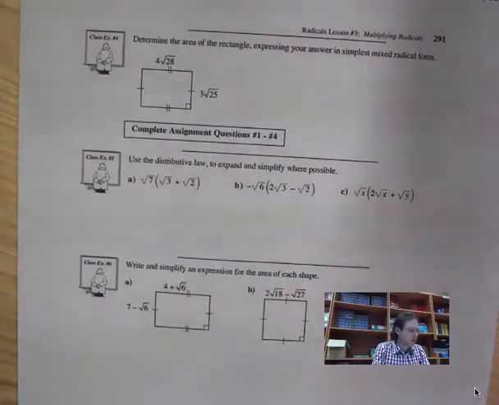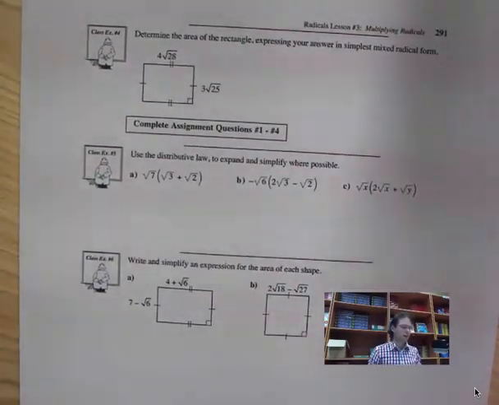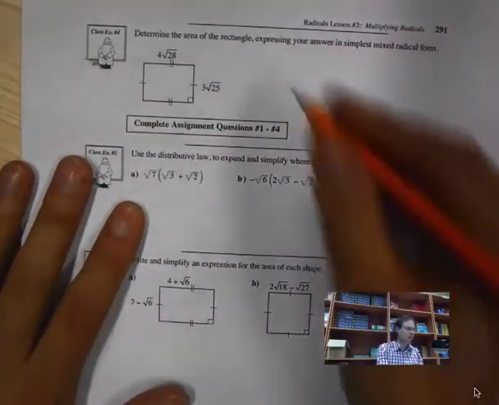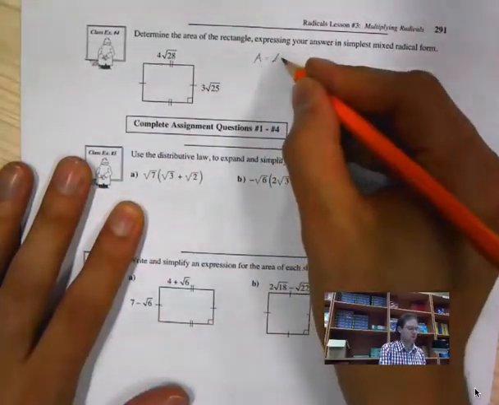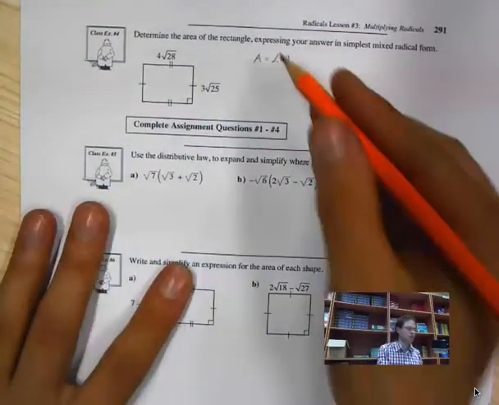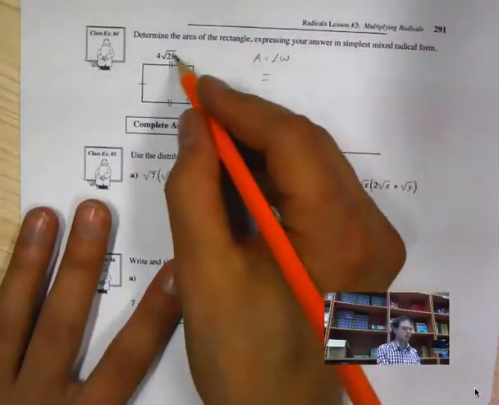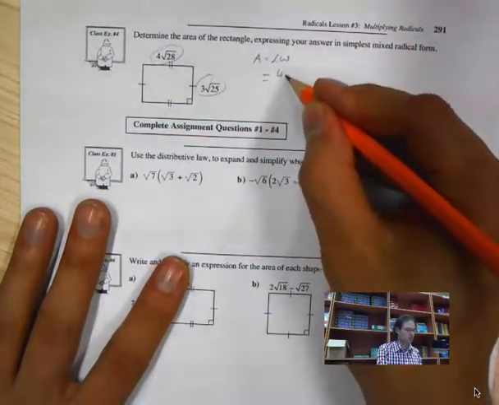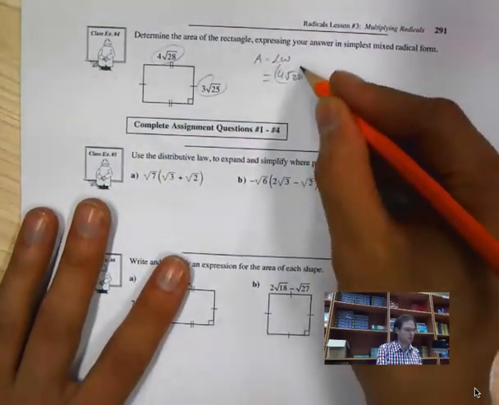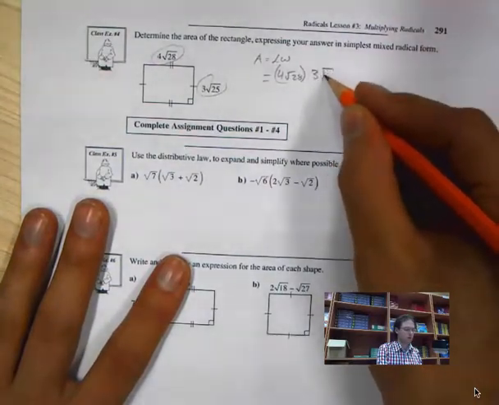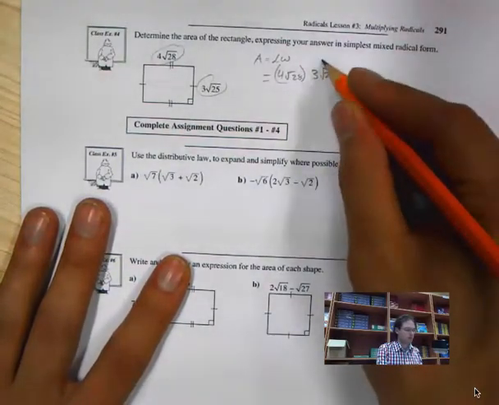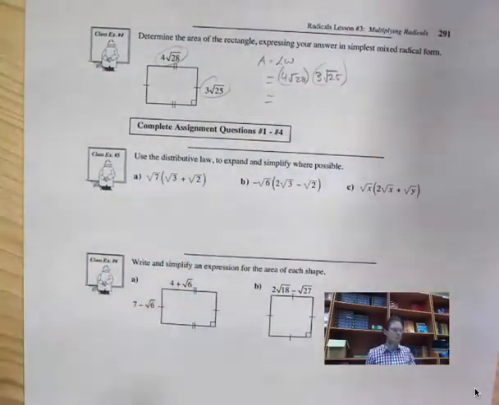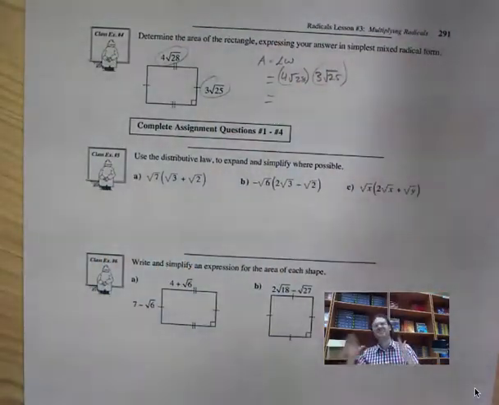It says, determine the area of the rectangle, expressing your answer in simplest mixed radical form. So we want to find the area. Area, we know, is equal to length times width, or base times height, whatever you want to say. If I look at this, we have my length and my width. So that's 4 root 28 multiplied by 3 root 25. Huh. Well, 28 times 25, I don't want to multiply. That seems like a big number.